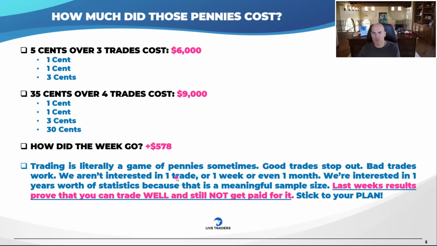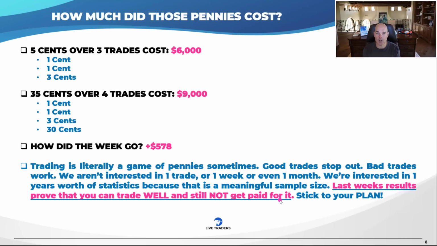We aren't interested in one trade or one week or even one month. We're interested in one year's worth of statistics because that is a meaningful sample size. Last week's results prove that you can trade well and still not get paid for it. Have you ever been an athlete and actually played well and somebody still beat you? Yes, it happens. You can go shoot 55% in basketball and the other team might shoot 58% or 60% and just beat you. You might have a really good day in something and someone beats you.